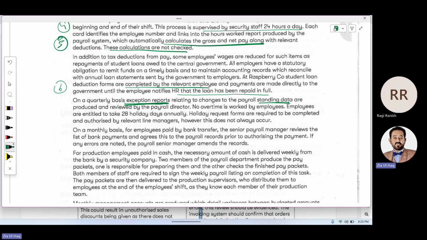So on a quarterly basis, exception reports relating to changes to the payroll standing data master file are produced and reviewed by the payroll director. So the system is producing the exception report and the exception report is reviewed by the payroll director. This will highlight any fraudulent or unauthorized access to the system, so that a company can control fraud.